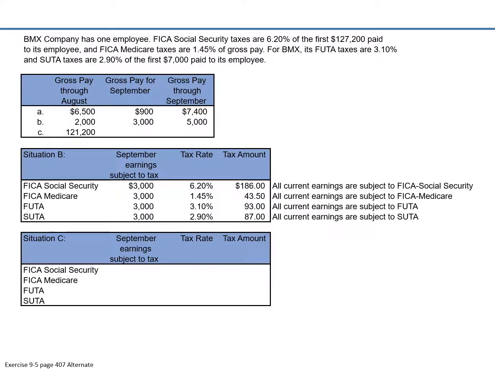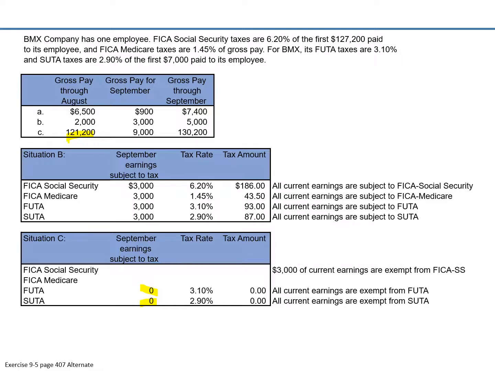And then in situation C, we have $121,200 gross pay through August. Our pay for September is $9,000. We have $130,200 total, but the first $7,000 subject to FUTA and SUTA was paid a long time ago, so those are zero now. Then of our $130,200, $3,000 of it is exempt because we're only paying FICA Social Security on the first $127,200.